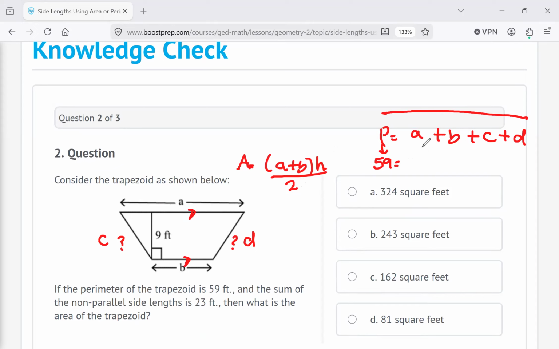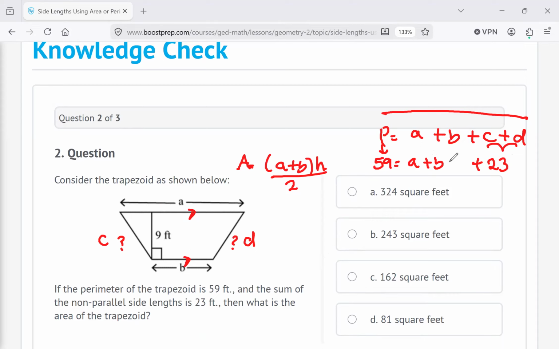Well, they specifically said that c plus d, the sum of the non-parallel sides, is 23. So the non-parallel sides are c and d, right? A and b are the parallel sides. So I can replace c plus d with 23, right? And I still don't know what a plus b is, so I'm just going to write it out.